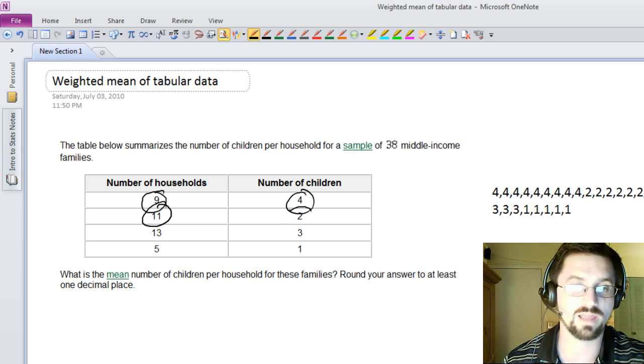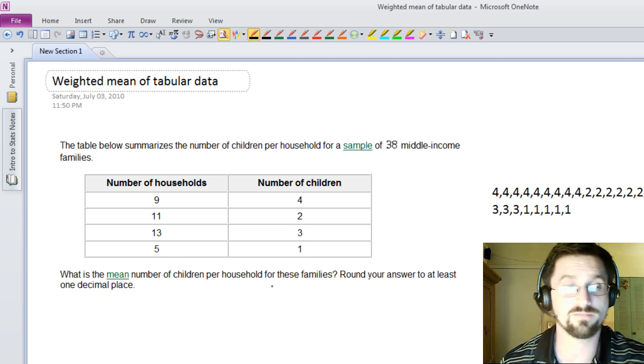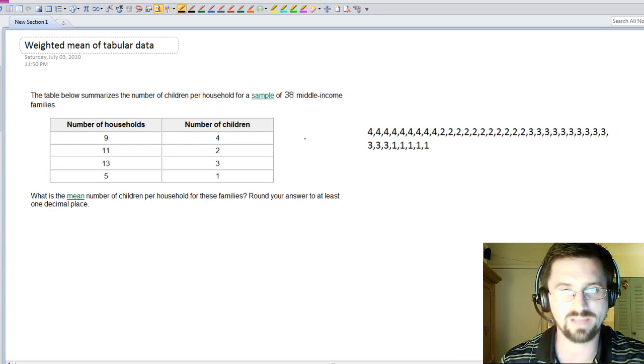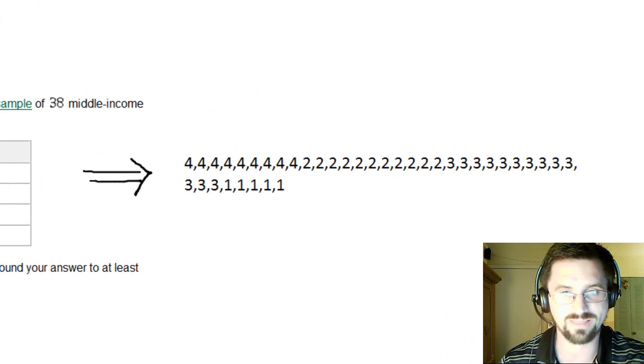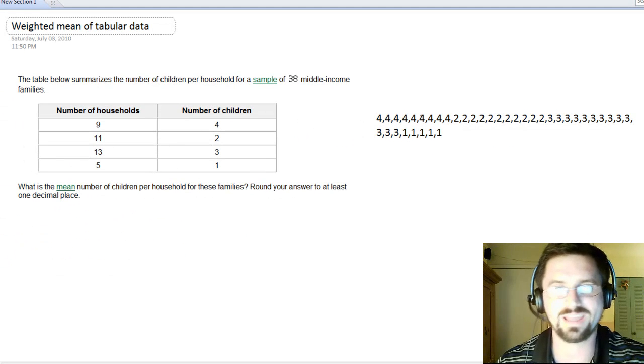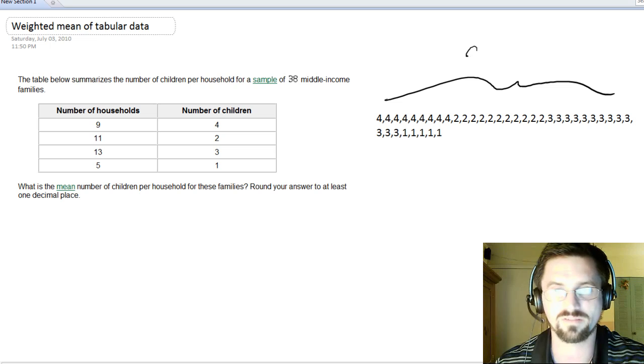11 households said they had 2. 13 households said they had 3 kids, and 5 households had 1 child. So sometimes when we're given something like find the weighted mean or find the mean, if we forget what this table is representing, we might run into trouble. But if we remember that this right here is basically that right there, then we'll be okay. Because basically this is what the survey actually said. These were the answers from the survey.